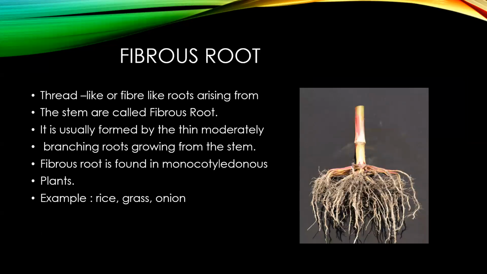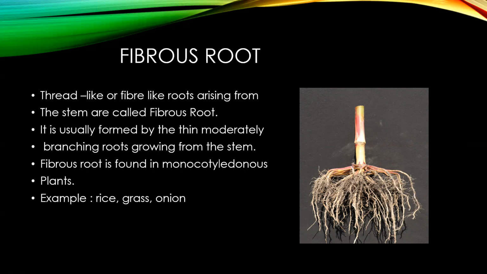The next kind of root is known as fibrous root. Thread-like or fiber-like roots arising from the stem are called fibrous root. We can see over here, thin roots appear in the form of fibers. Here we are not able to identify a primary root and a secondary root. All the roots appear in the form of fibers. It is usually formed by thin, moderately branching roots growing from the stem.